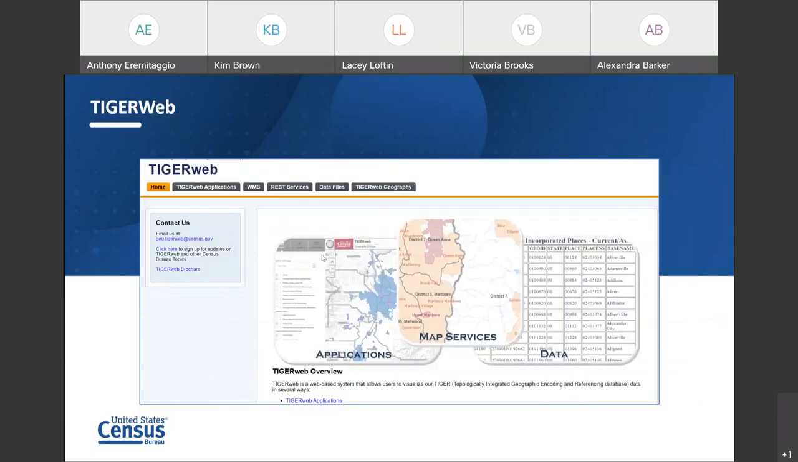Here's an example of one of our tools. It's the TIGERweb. In the TIGERweb, this application allows users to select features and view their attributes, to search for features by name or geocode, and to identify features by selecting them from a map. So this is one tool that you could use to look at geography breakouts.